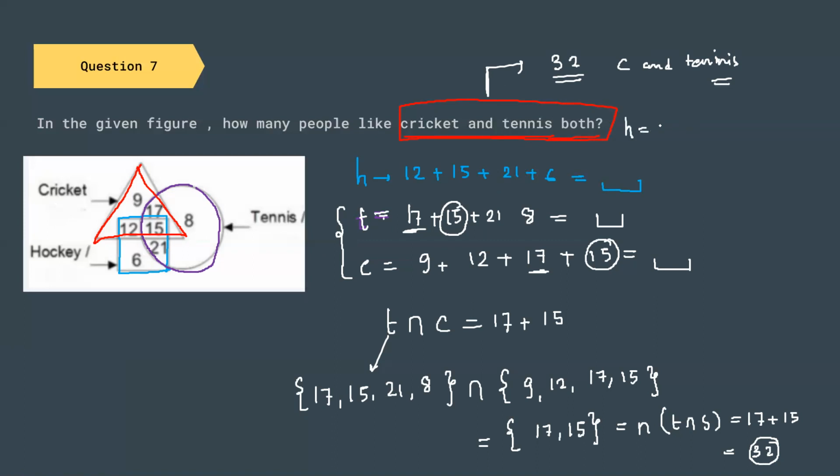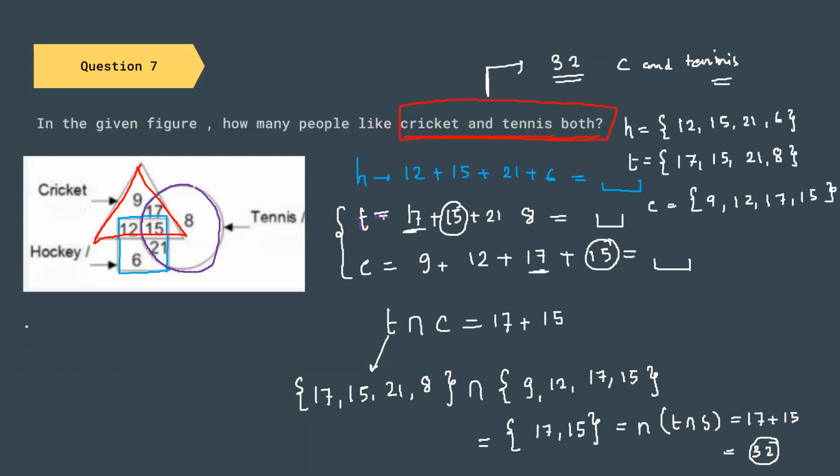So for hockey, this set will be like 12, 15, 21 and 6. For tennis, we had already found it, but I'm writing it again. We will have 17, 15, 21, and 8. And for cricket, we will have 9, 12, 17, and 15.